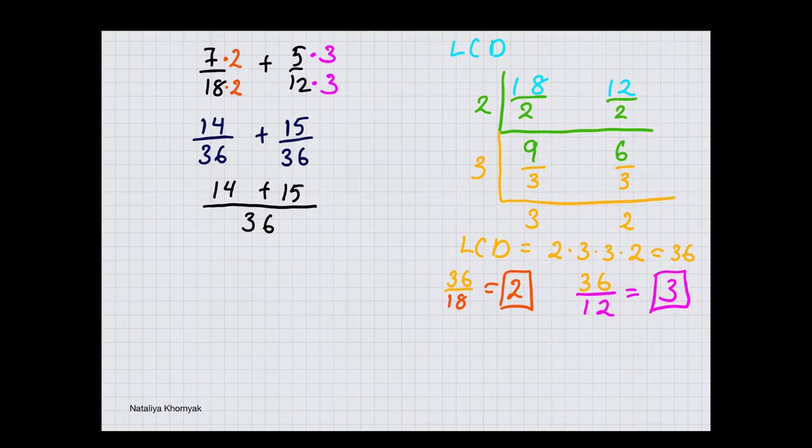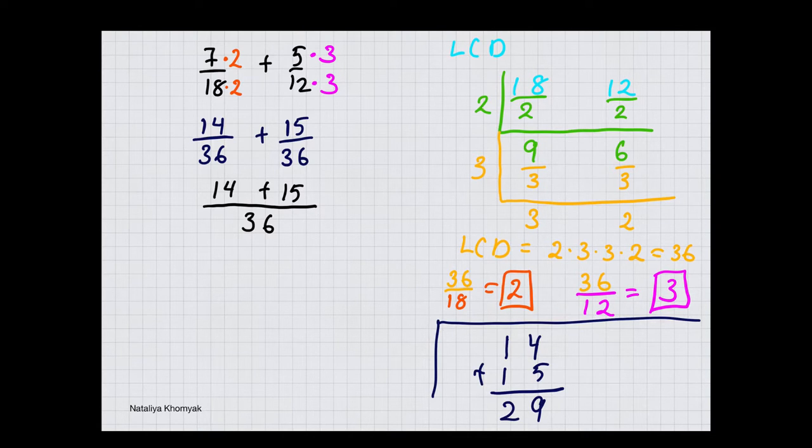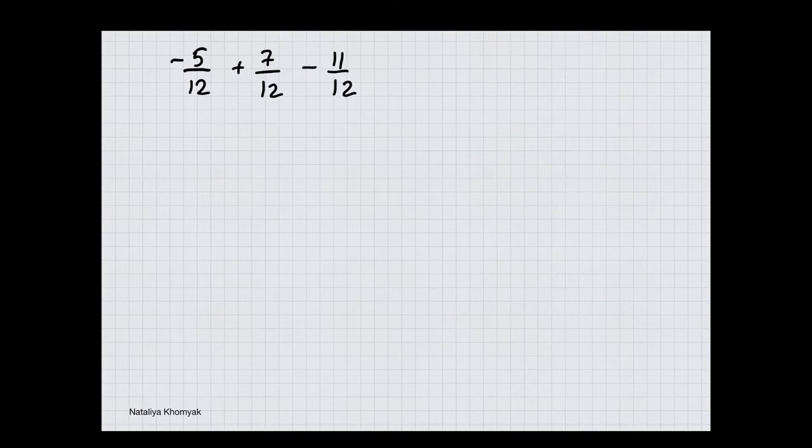And we are almost done. In order to finish this problem, we want to add 14 and 15. 14 plus 15. 5 plus 4, we have a 9. 1 plus 1, we have a 2. So we get 29 out of 36. Here's our answer.